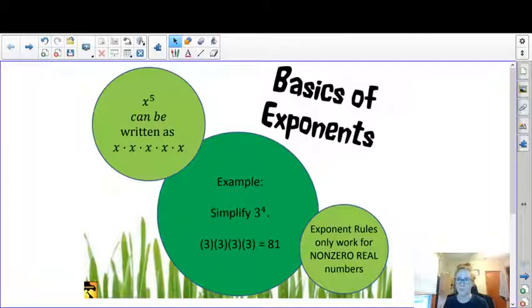All right, ladies and gentlemen, today we're going to go ahead and talk about exponent rules. So we know an exponent, say x to the fifth, means that there are 5 of them being multiplied together. Or, for example, 3 to the fourth means that there's 4 3's being multiplied together.